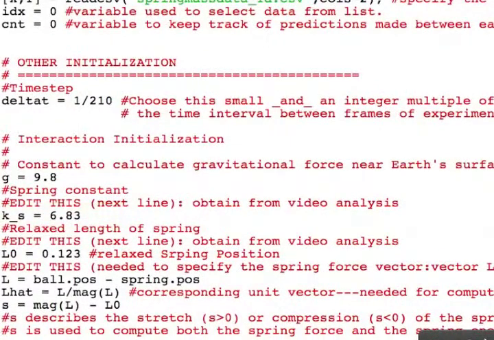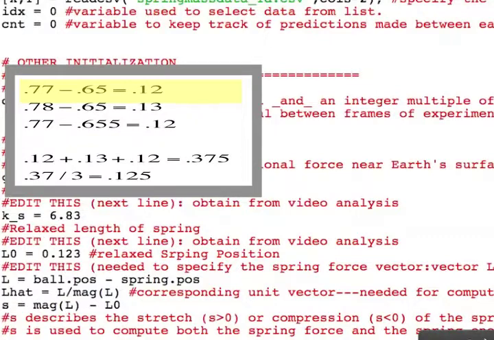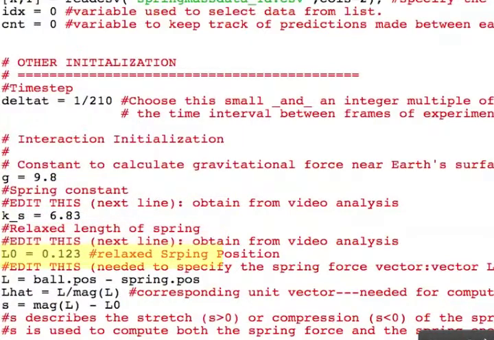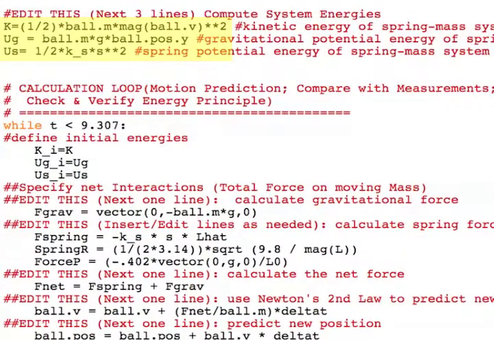The relaxed spring length, L0, was calculated from the Tracker data by recording the high and low Y motions for 3 data sets and averaging the results to calculate the relaxed length of 0.123 meters. L hat shows the direction of length as it changes from longer to shorter. S describes the magnitude of the spring stretch or compression. The next set of code computes the energy systems for the lab.